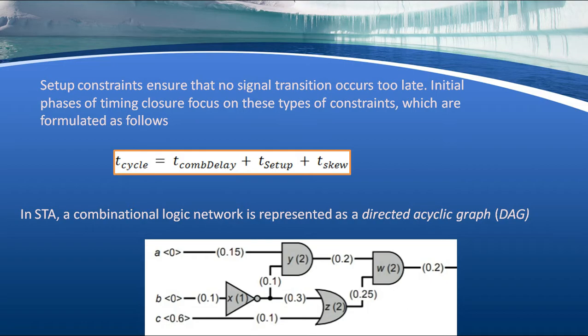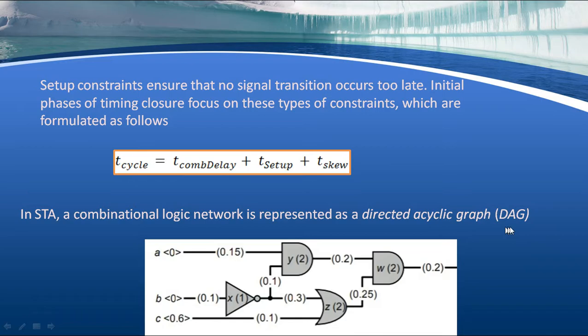Setup constraints ensure that no signal transition occurs too late. The initial phase of timing closure focuses on these types of constraints, which are formulated as: the clock cycle T must be greater than or equal to the combinational delay plus setup and skew. In static timing analysis, a combinational logic network is represented as a directed acyclic graph.